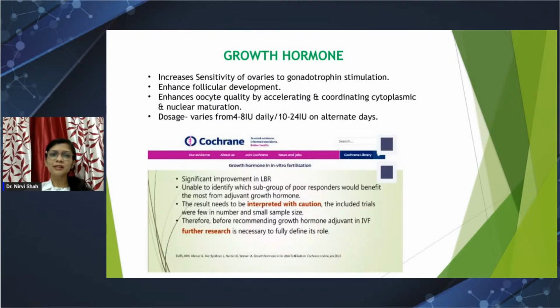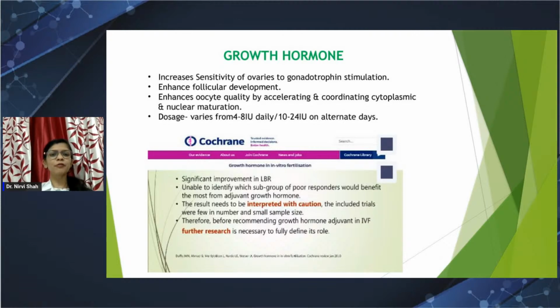It increases the sensitivity of ovaries to gonadotropin stimulation. It enhances the follicular development. It increases the oocyte quality by accelerating the cytoplasmic and nuclear maturation. The dose varies from 4 to 8 international units daily, starting from the day of stimulation.